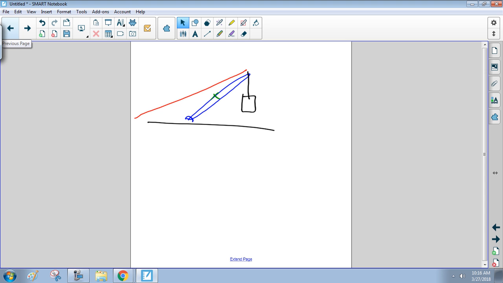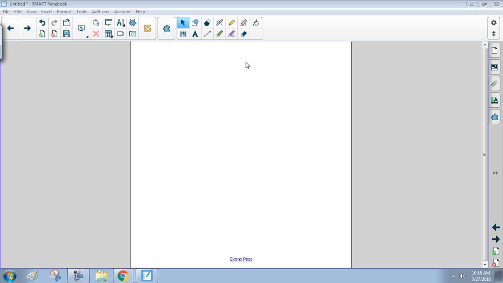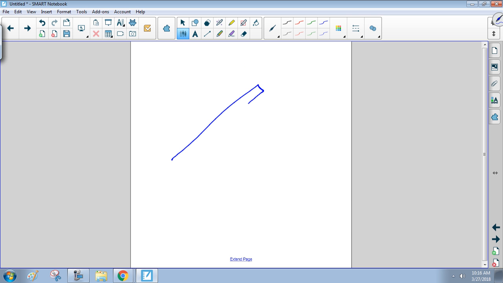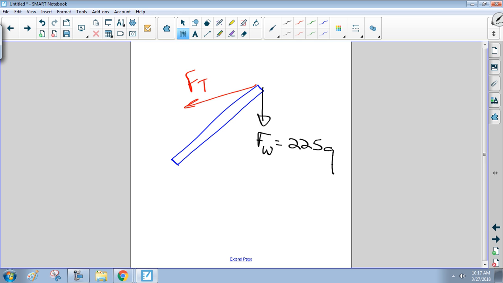Okay, so let's identify the forces that are acting on the strut. So I'm going to kind of clean this up a little bit, and let's make a new drawing. So here's the strut. Okay, so forces that act on it. There's a tension force pulling it this way. There's the force of gravity from the 225 kilogram thing, right? So let's call that force of weight, which is 225G. Good?